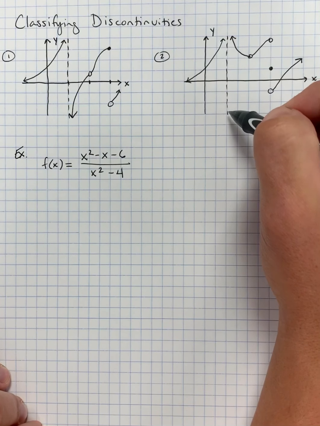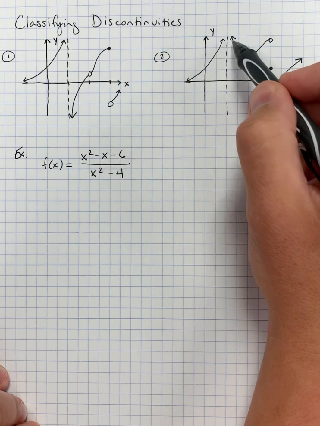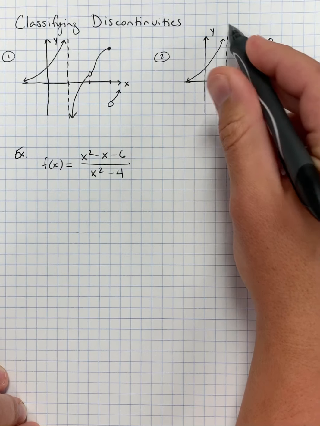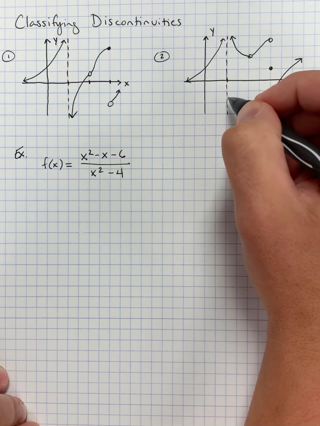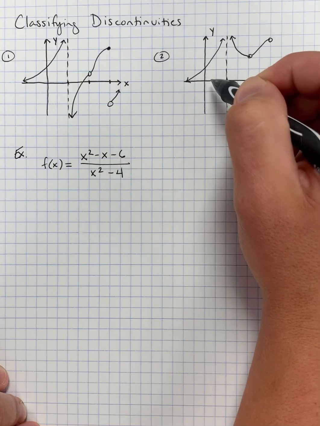We have a vertical asymptote again. This time we're just going to infinity on either side. So even though as we approach x equals 2 our limit would be infinity, we still have a non-removable discontinuity, right, at that vertical asymptote. That's not a continuous point on this graph.